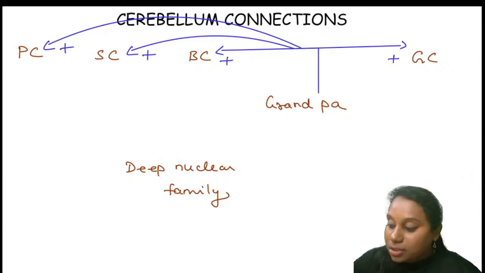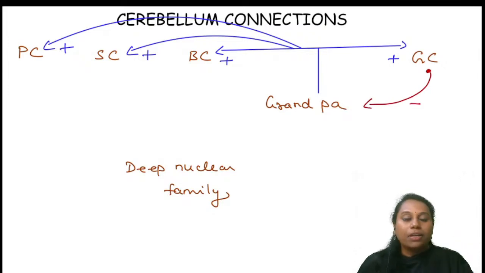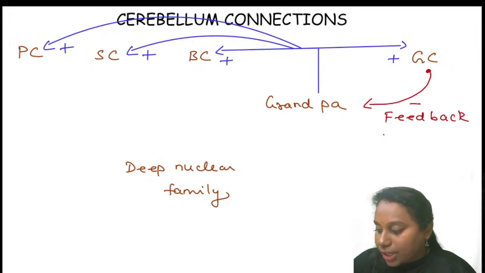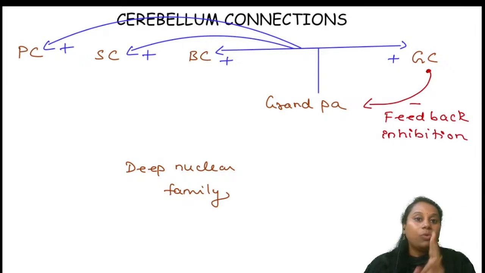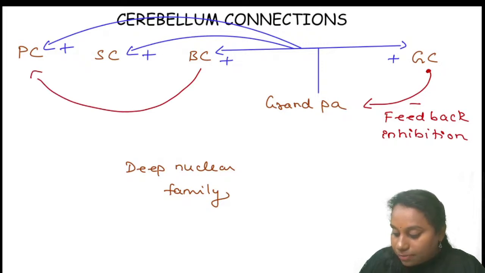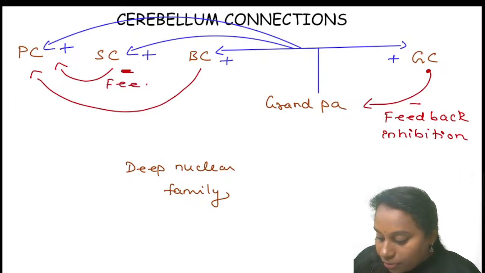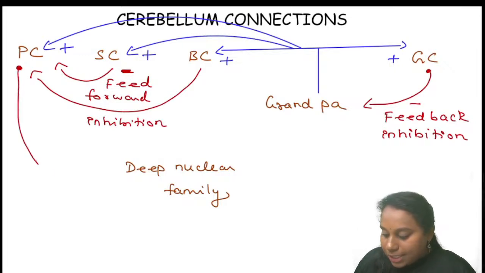But these grandsons are very bad. This first boy is very, very bad because he gets plus from the grandpa and he is inhibiting the grandpa itself. This is like backstabbing, no? Getting plus from the grandpa, inhibiting the grandpa itself. This is called feedback inhibition. The other 2 boys, BC and SC, don't have the guts to go back on the grandpa. So they are going forward and inhibiting this boy PC. They are also inhibiting, but going forward on PC. So this is called feed forward inhibition. And this boy PC, he doesn't know what to do. He is inhibiting the whole family.